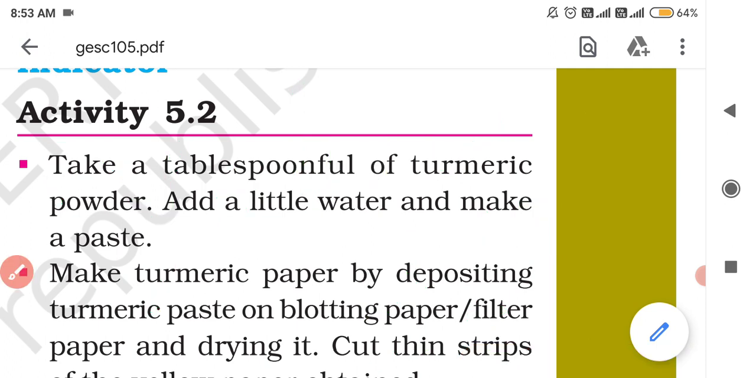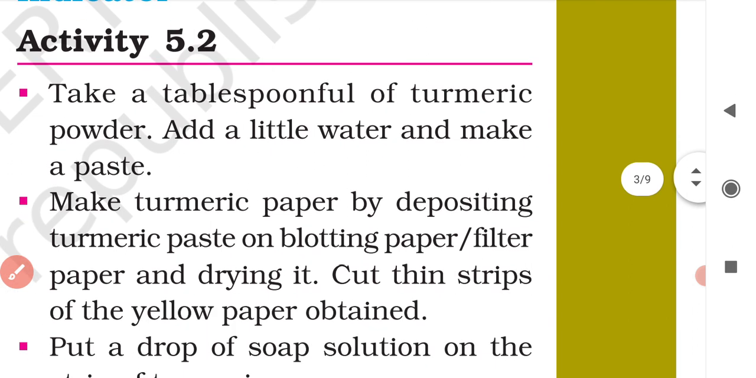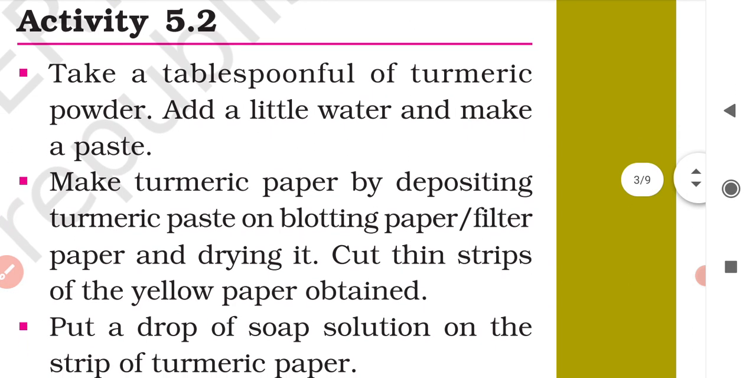Now there is an activity 5.2 over here. In the first step, take a tablespoonful of turmeric powder and add a little water and make a paste. Basically you have to make a turmeric paste by taking some turmeric powder and mixing it with a little amount of water.